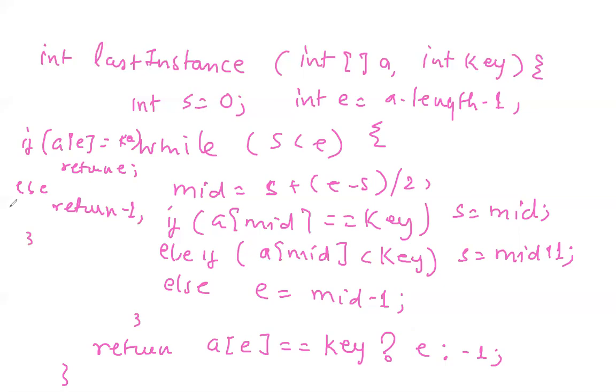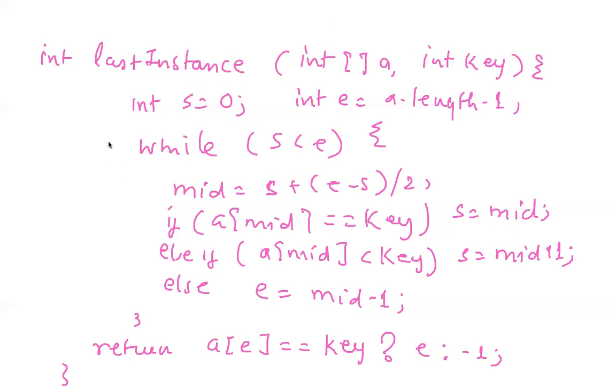Oh, it's like you're writing a list comprehension. No, it's very simple, just write if else. If the last element equals key, return the last element index. Otherwise, return -1. That's the whole idea of writing this code. I think it's the same in Python as well.